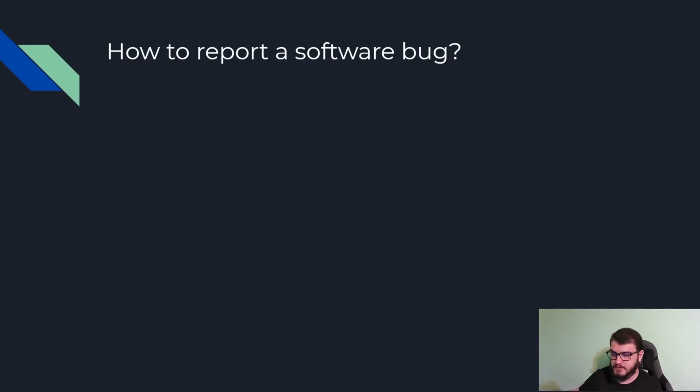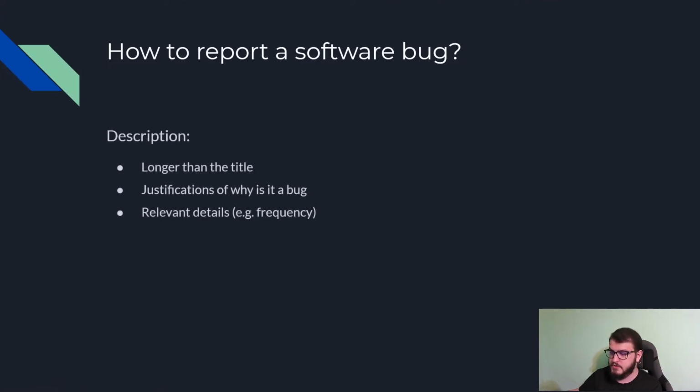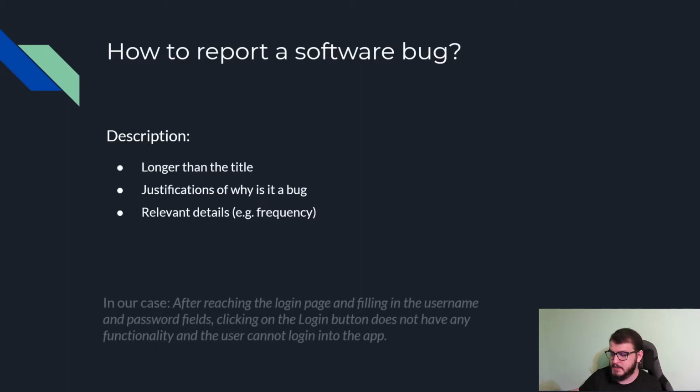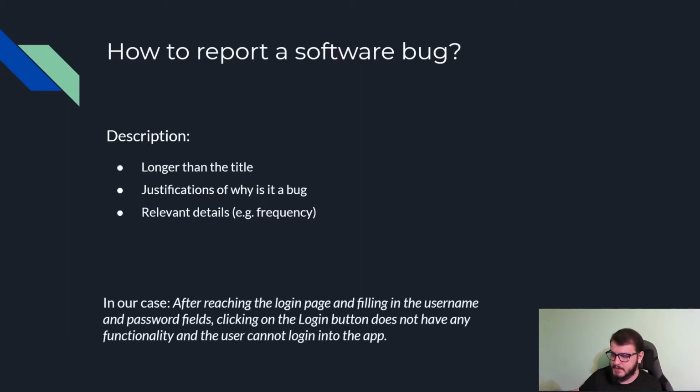Moving on to description, it should be longer than the title, obviously. It should bring justifications of why it is a bug, and it should contain any relevant details if there are any. For example, the frequency of the issue. And in our case, the description sounds like this. After reaching the login page and filling in the username and password fields, clicking the login button does not have any functionality and the user cannot log in into the app.